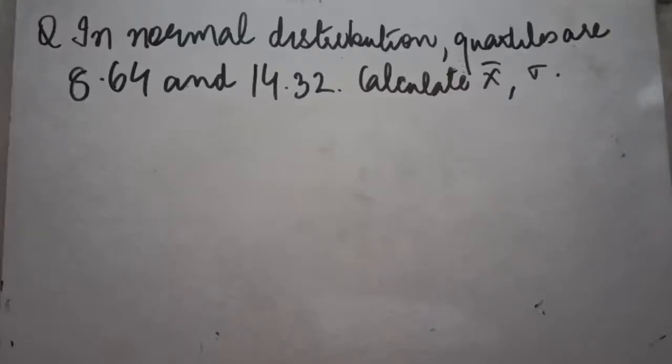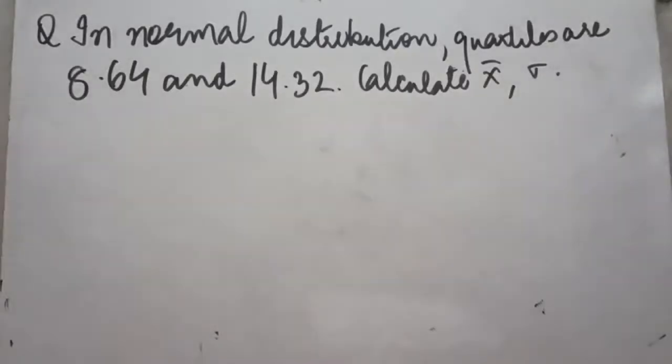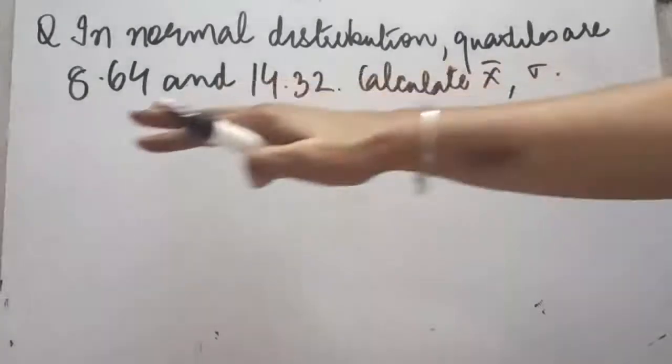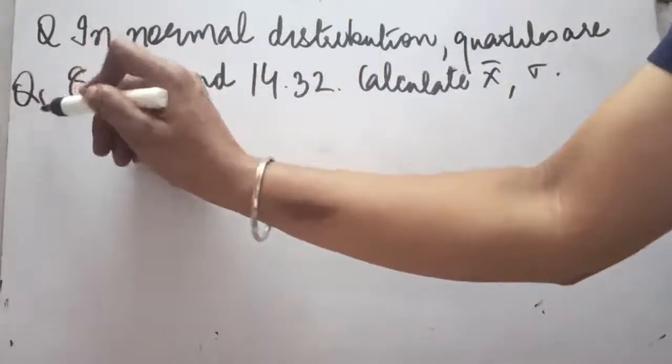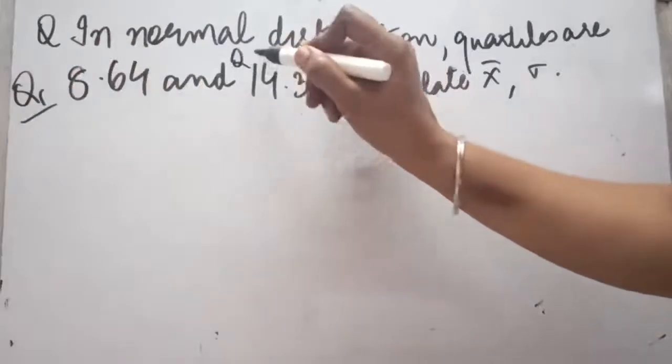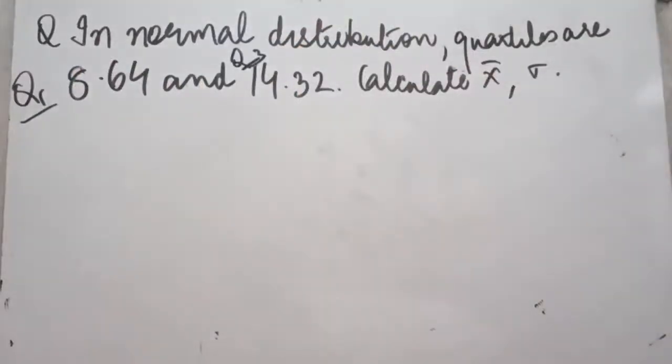Now in this question you have been given that the normal distribution quartile values are 8.64 and 14.32, and you have to calculate the values of mean and standard deviation. Here the information is very limited. The values of the quartiles are given. Of course this will be the value of quartile 1 and this will be the value of quartile 3. So we have no idea about the areas.